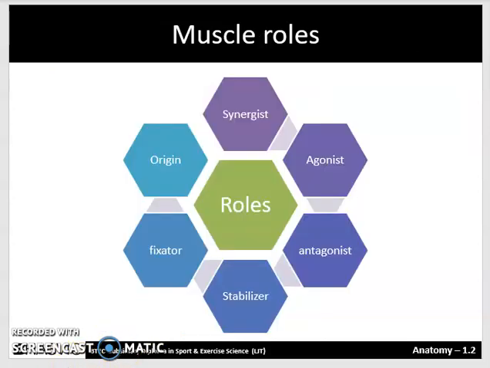There are 6 muscle roles. The first one is synergist. The synergist is a muscle that stabilizes the joint around which movement is occurring, which in turn helps the agonist function effectively. Synergist muscles also help create the movement. Synergist muscles are muscles that assist other muscles to accomplish a movement.